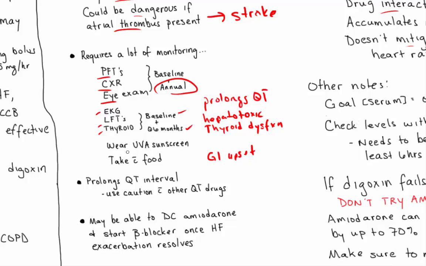You're going to have to educate the patient to wear UVA sunscreen every time they go outside because it increases photosensitivity. And then tell them it's a good idea to take their dose with food, which will help to minimize that GI upset that you'll see. It does, again, prolong QT intervals, so you have to use caution with other QT prolonging drugs.